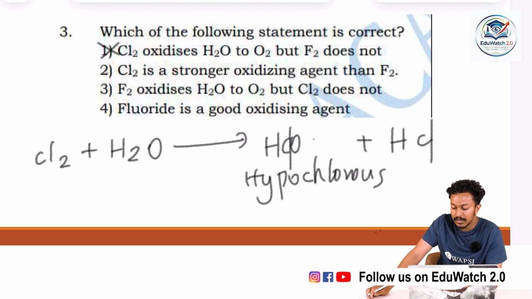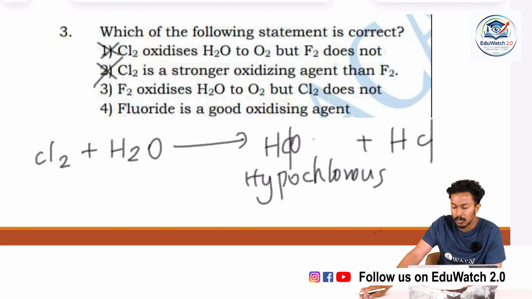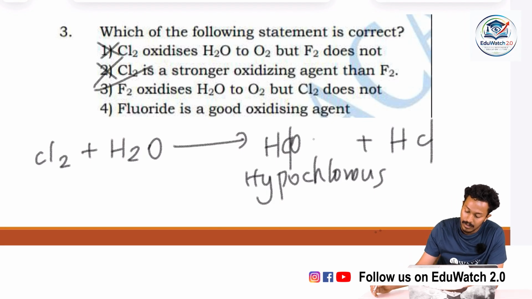The second option is that Cl2 is a stronger oxidizing agent than fluorine. That is also wrong, because fluorine is the strongest oxidizing agent in the periodic table due to its highly positive reduction potential. So option 2 is wrong. Option 3: fluorine oxidizes water to oxygen, but chlorine does not. Here fluorine does oxidize water to oxygen, so option 3 is right.